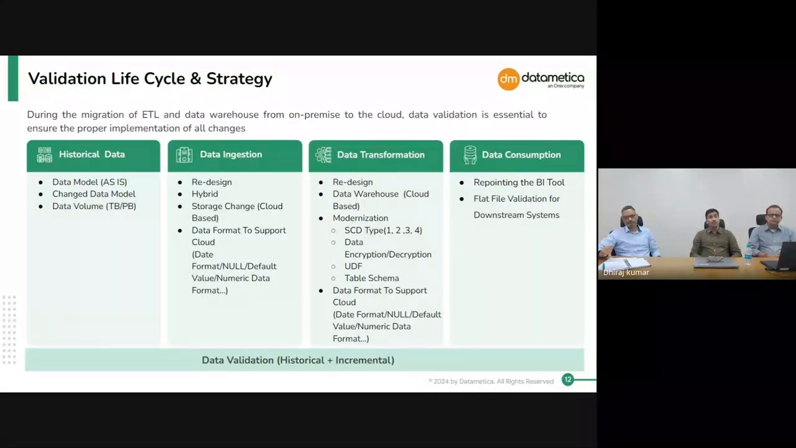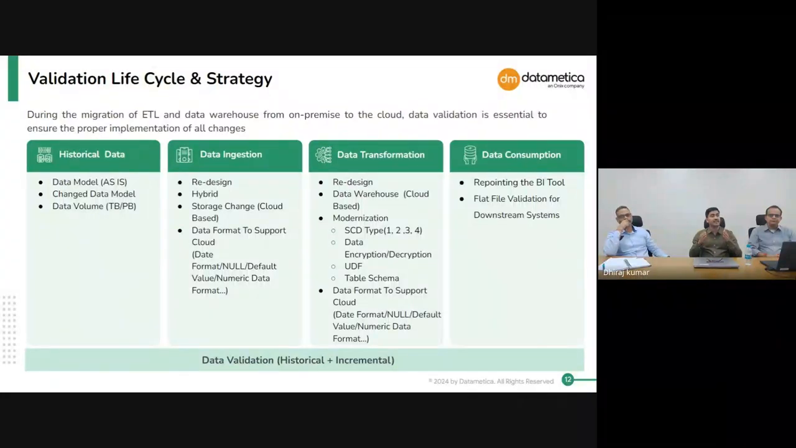Yes, sure. When we talk about the asset migration, the data model remains the same, and the columns and data types definitely remain the same. But due to the limitations of the cloud platforms, the data type may not exactly match the traditional warehouse. And I can give one classical example.